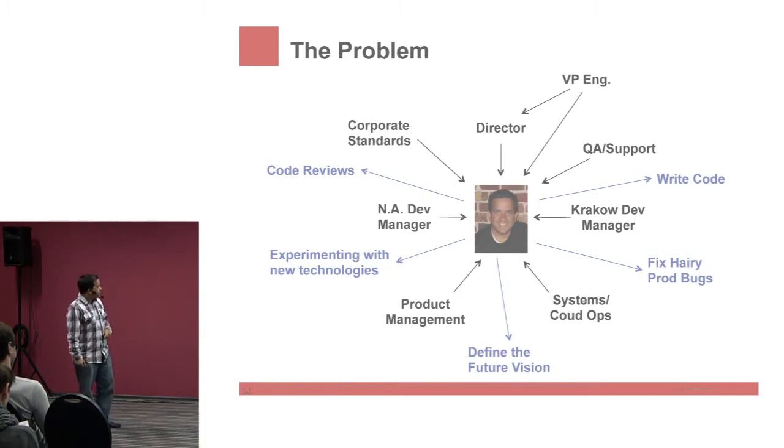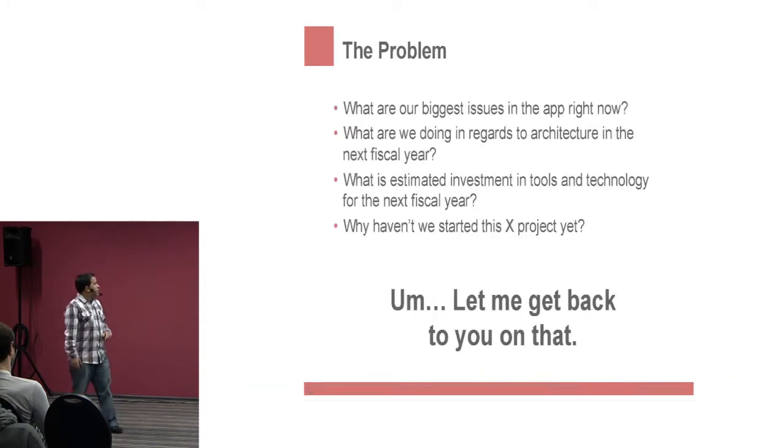At the same time I'm also doing code reviews for most developers, experimenting with new technologies, defining the future vision of the system, and I guess that's my main mandate, really, to define where we want this application to go. There are some hairy bugs that end up on my desk that I need to look at, and I'm still writing code. So those are the things that I see happening, that I need to coordinate between all these stakeholders, and the things that I need to do.